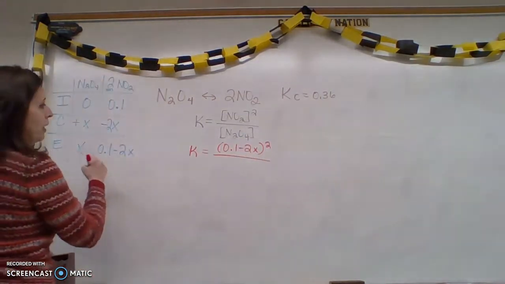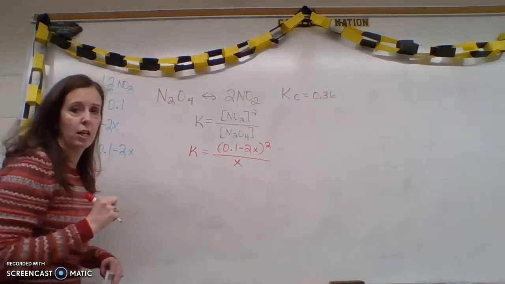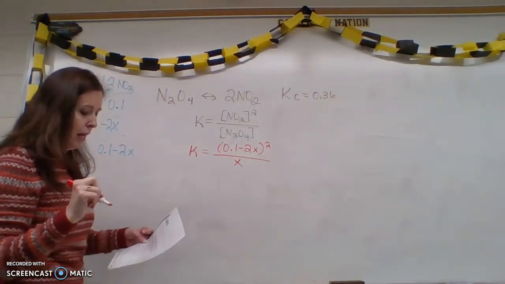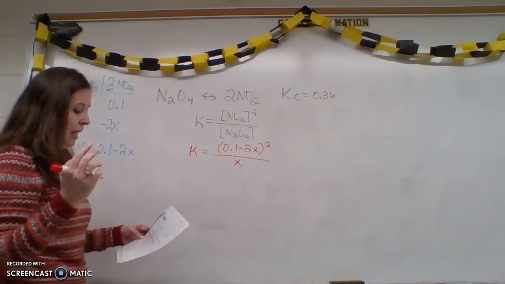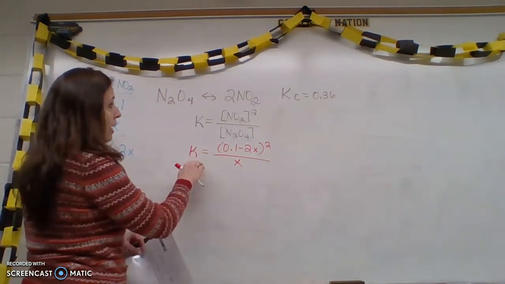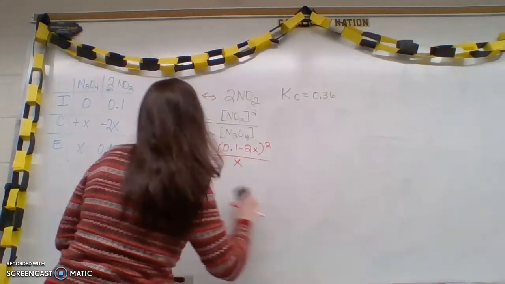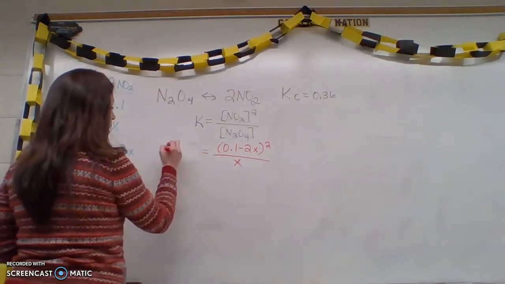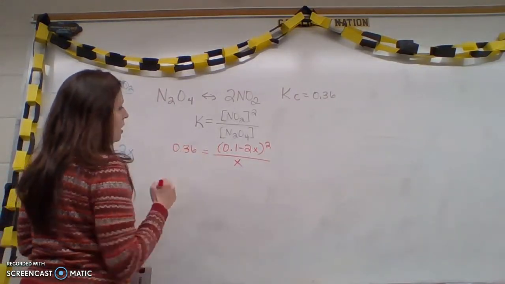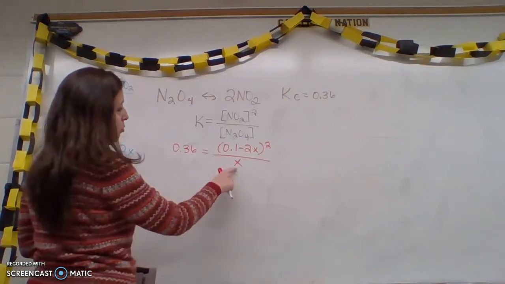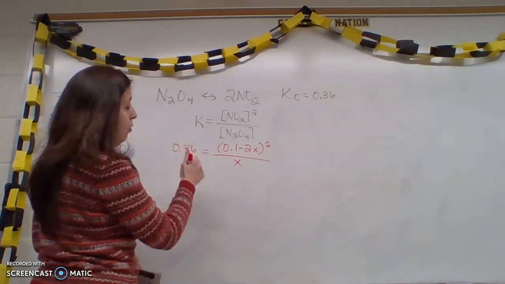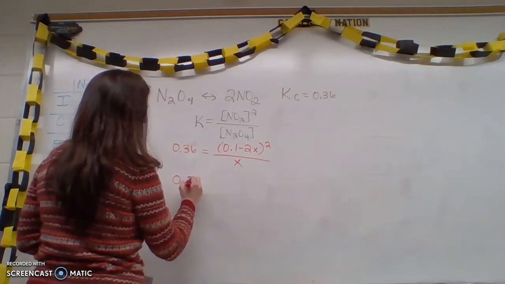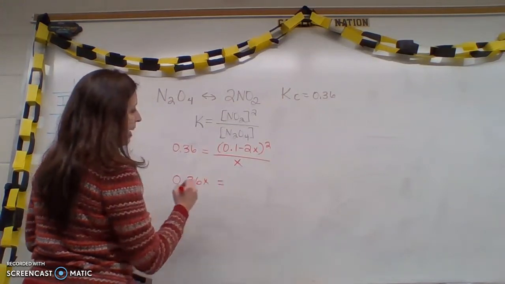And at equilibrium, that's the concentration of that. Okay? Now, here's what I did. And then I know K is 0.36. The first thing I did was get rid of this x, and I moved it over here. So I ended up with 0.36x.